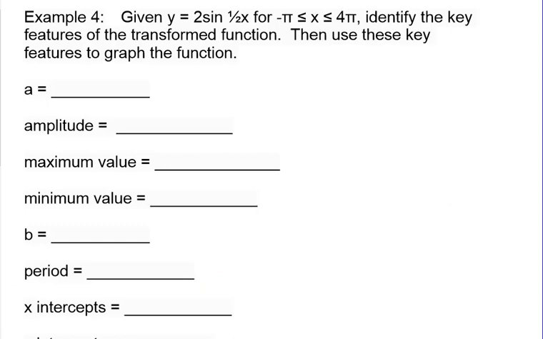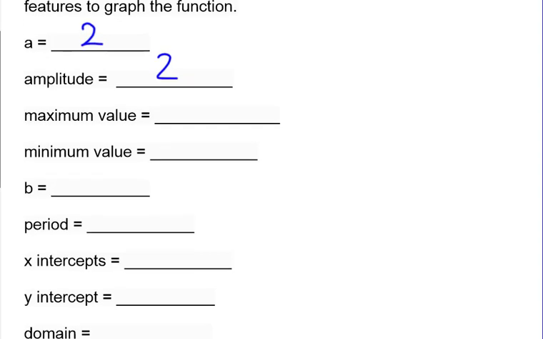So example 4, given 2 sine 1/2 x from -pi to 4 pi, identify the key features of transformation, use these to graph the function. Well, in our graph, we have an a of 2, which means our amplitude is going to be 2. If our normal maximum value was 1, well, if we're stretching it twice as much, it's going to be at 2. Minimum value, same thing, it's normally at -1. If we're stretching it twice as much, it's going to be at -2.